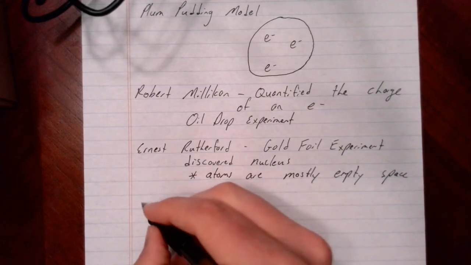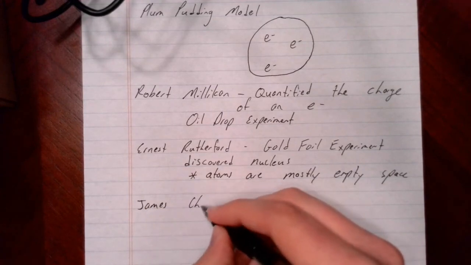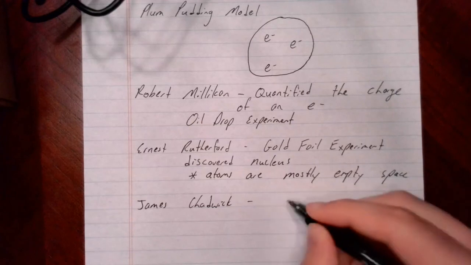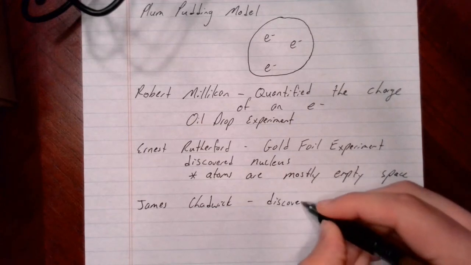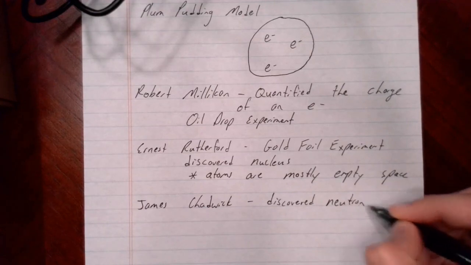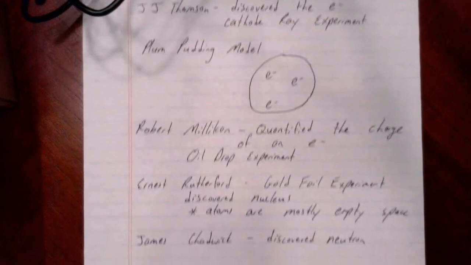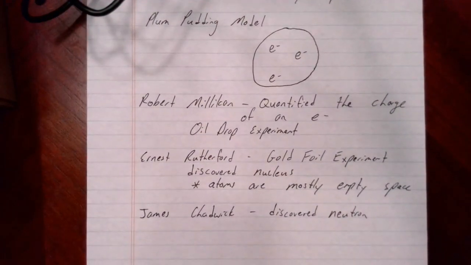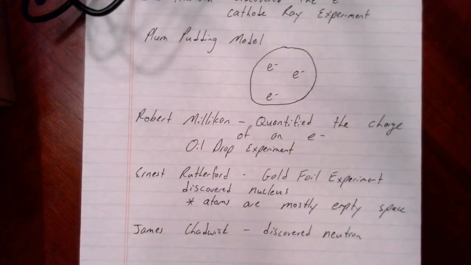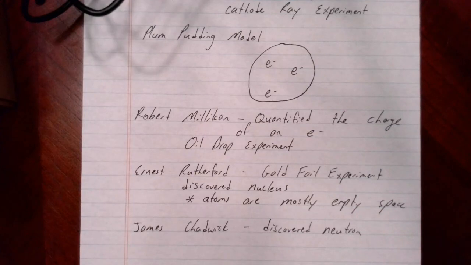And then last we have James Chadwick. And he discovered the neutron. So now, through the cathode ray experiment, the oil drop experiment, the gold foil experiment, and a couple of other experiments we won't discuss in detail, we now have a basic idea of atomic structure. And then we have several other men, Niels Bohr, Erwin Schrödinger, several others that we'll discuss in the next chapter concerning electrons and their configuration and how they behave. But for now, we just want to focus on the basic structure of an atom. And these are the men that guide us to our current understanding today.